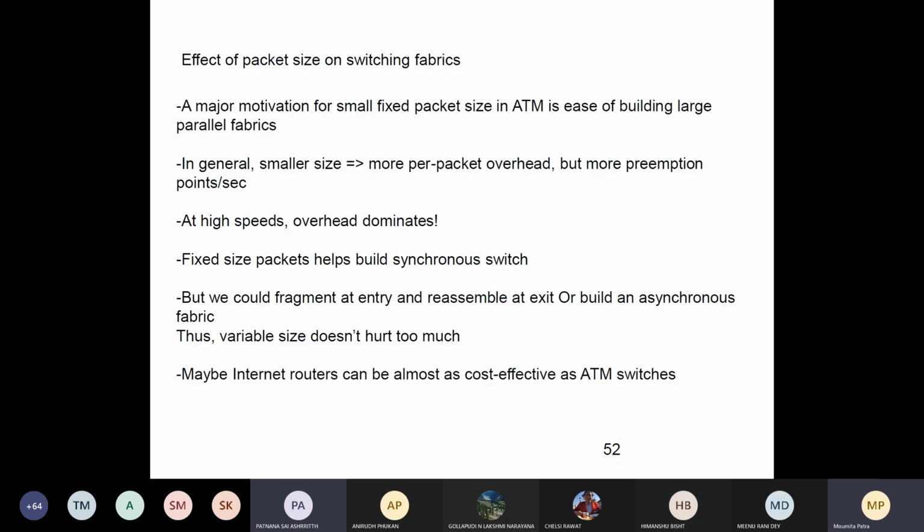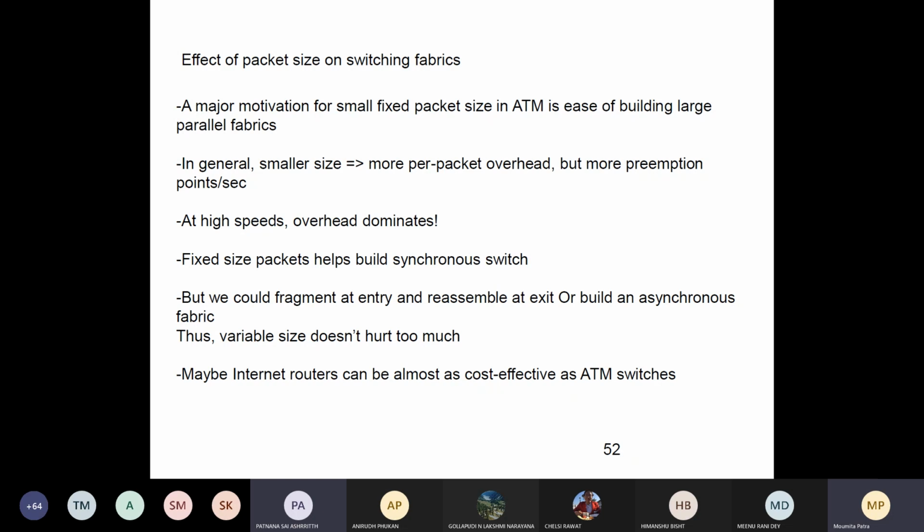And this is the last slide for this class today. I know that I have extended the time by a minute, so I'll quickly go through this. Of course there is an effect of packet size on switch fabrics. That is why ATM switches, in order to remove this, have same size packets. But how can we avoid this issue? We can actually use fragmentation and reassembly here.